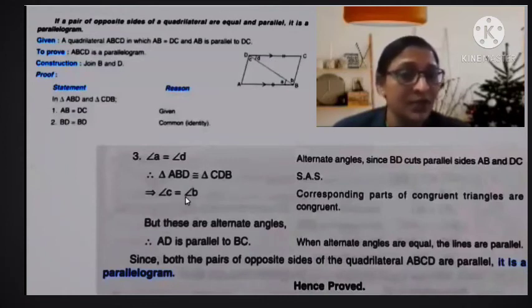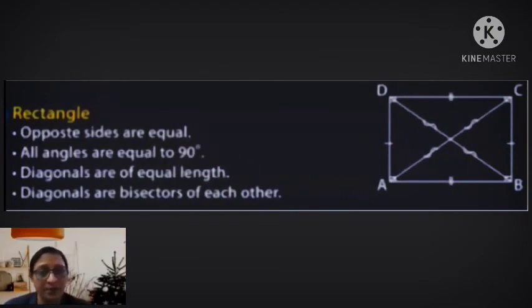From this, angle C equals angle B, which are the corresponding angles in the congruent triangles. But these are the alternate angles. That's why it is proved AD is parallel to BC. When alternate angles are equal, the lines are parallel. Since both pairs of opposite sides of quadrilateral ABCD are parallel, the quadrilateral is a parallelogram.